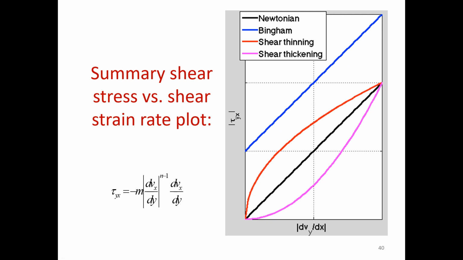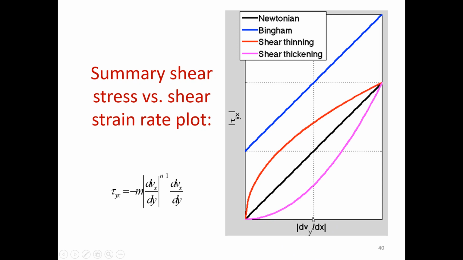Now, what happens for this red curve here? I hope you see red. Okay? So here, slope is this. It's a derivative, right? So it's a nonlinear slope. And that nonlinear slope is captured by this m shear rate to n minus 1. So this is my m gamma dot to n minus 1, right?